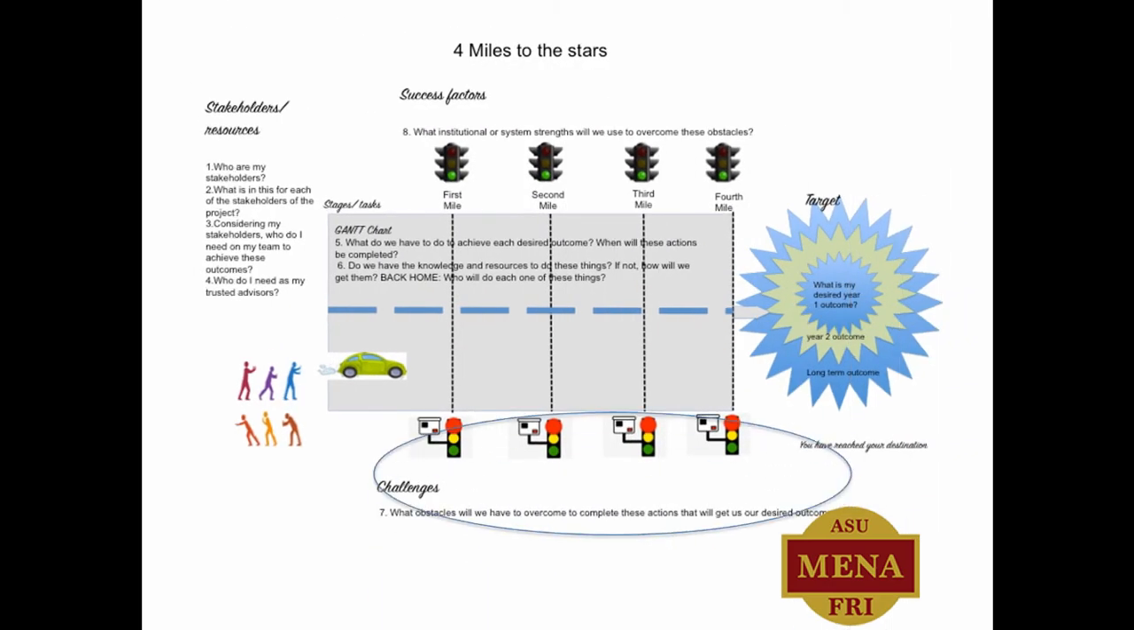Now, finally, we go down to our challenges. Challenges are signified by signal lights, red lights, and this is where we map our challenges. Write each one on a sticky note. Think of everything you can. Challenges can be related to people, systems, finance, or even uncertainty.